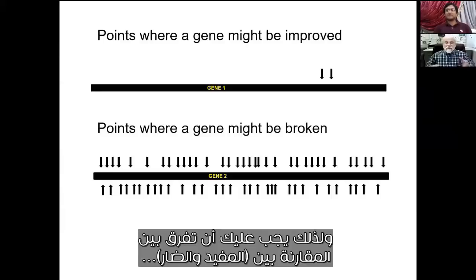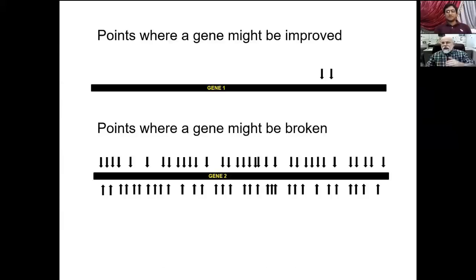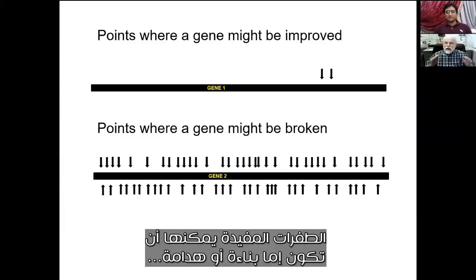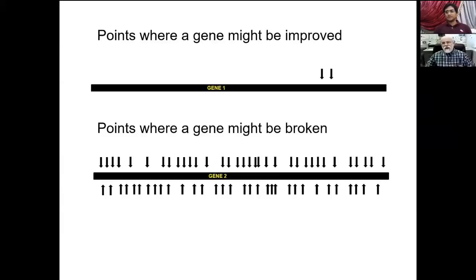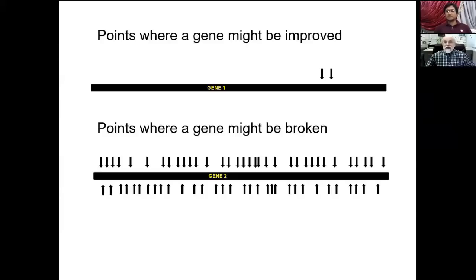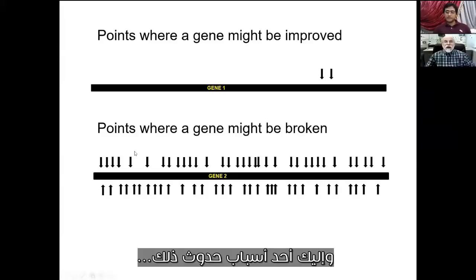constructive. So you have to separate helpful versus deleterious. That's different than constructive versus destructive. Helpful mutations can be either constructive or destructive, but it turns out that overwhelmingly they are destructive, degradative, that we see. And here's one of the reasons why.